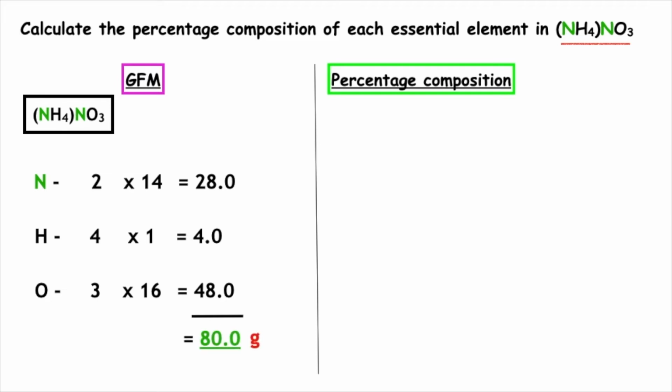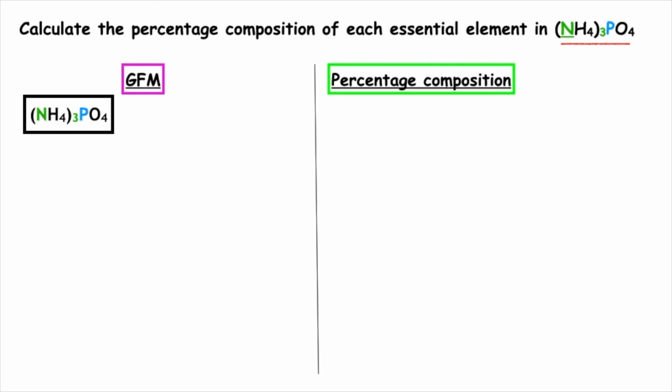To work out the percentage composition, we're only interested in the elements N, P or K. The only element this contains is nitrogen, so we do the total mass of nitrogen, which is 28, over the GFM, which is 80, and times it by 100 to put it into a percentage, and that gives us a total percentage of 35% of nitrogen in ammonium nitrate.